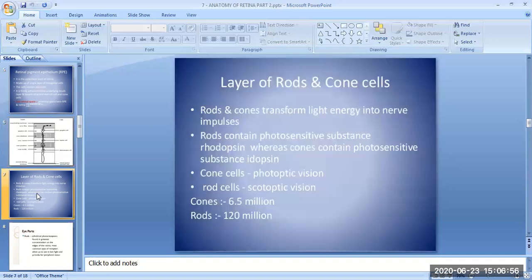The second layer is the layer of rods and cones. Rods and cones transform light energy into nerve impulses. Rods contain the photosensitive substance rhodopsin, whereas the cones contain the photosensitive substance iodopsin. The cone cells are helpful in photopic vision and rod cells in scotopic vision. The cones are about 6.5 million and rods are about 120 million.